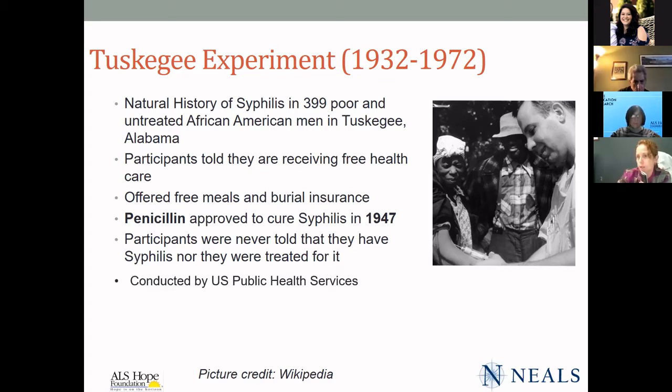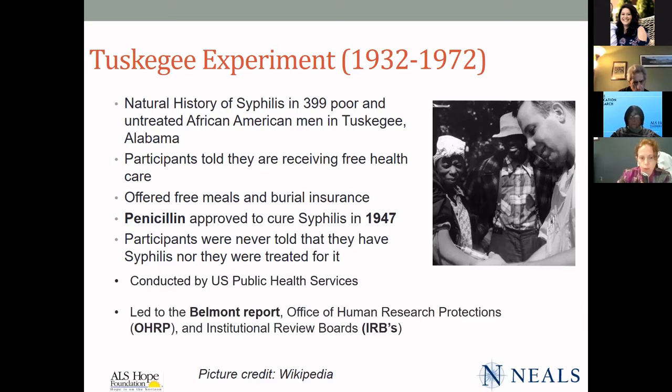So that's kind of the sad chapter on this side of the ocean. Of course, we need to learn from mistakes, and we need to implement better safeguards. So the better safeguards came in three shapes: the Belmont Report, which we'll talk about, the Office of Human Research Protection was established, and the institutional review boards were established, and we'll talk about what exactly they are.